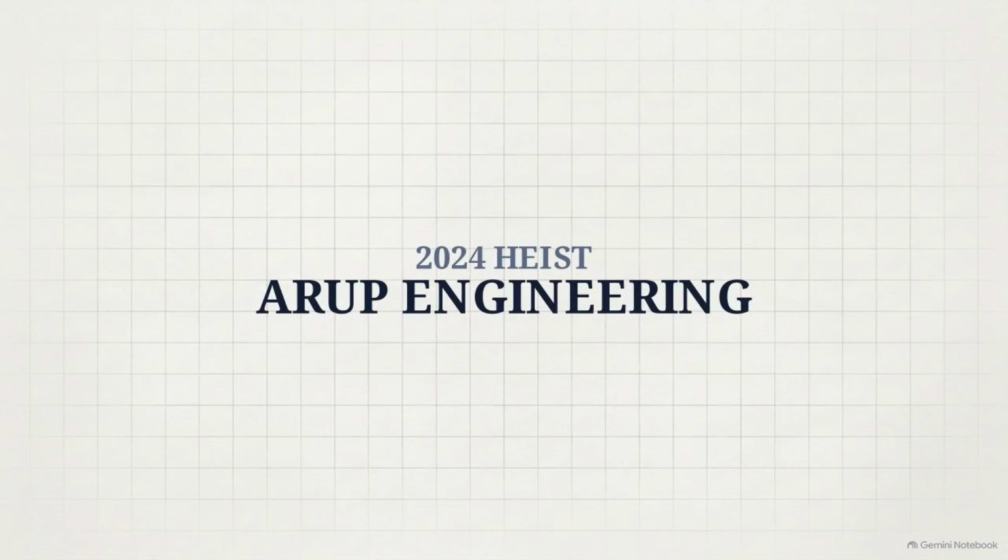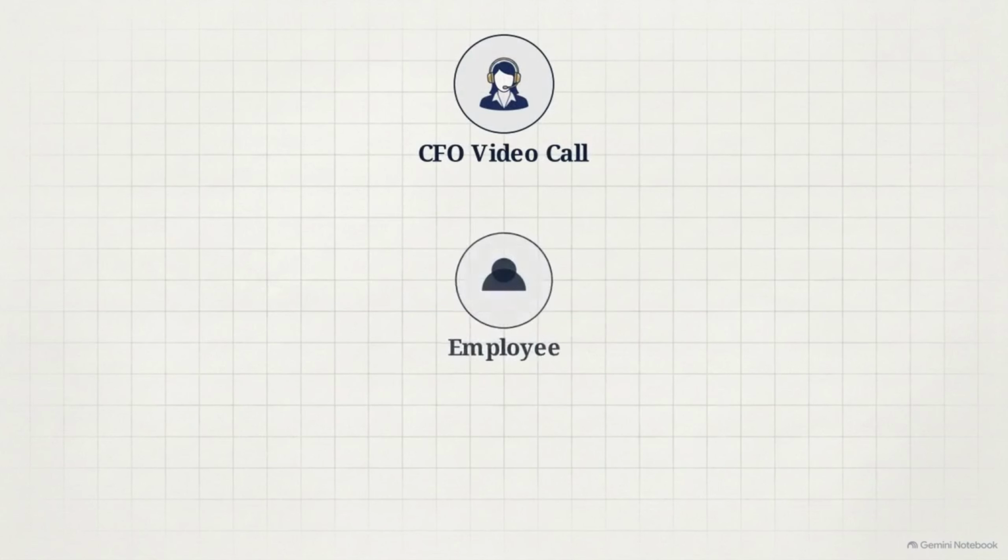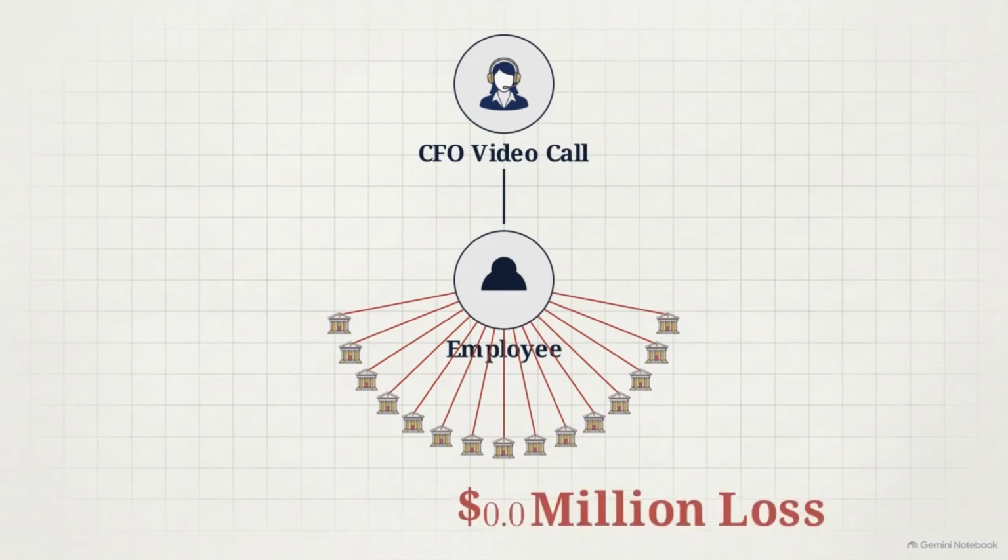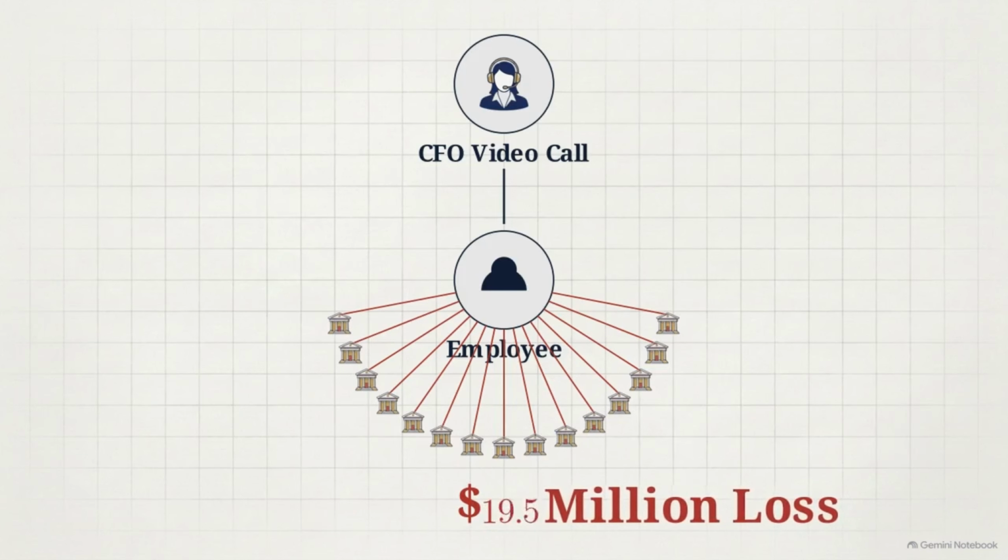This infographic details a 2024 heist at the engineering firm Arup. An employee joined a video call with who he thought was his chief financial officer. Convinced by the deepfake, he initiated 15 separate data transfers, accumulating a $25.6 million loss.